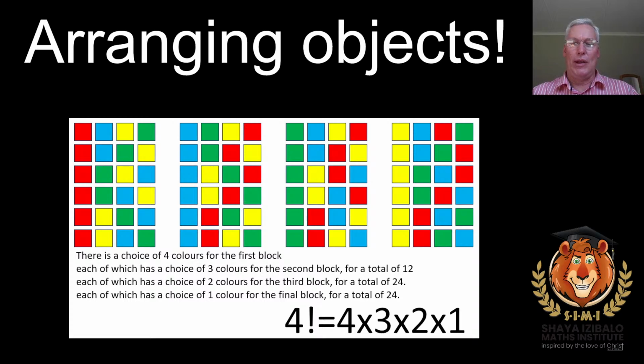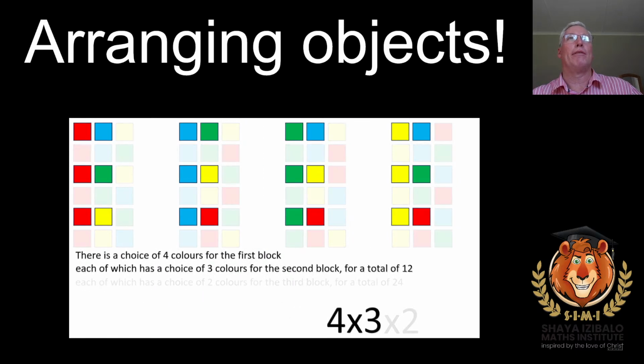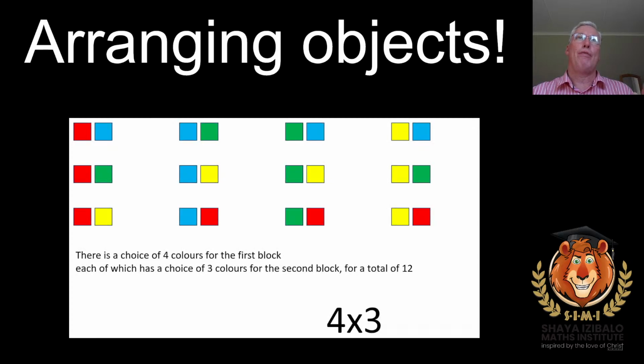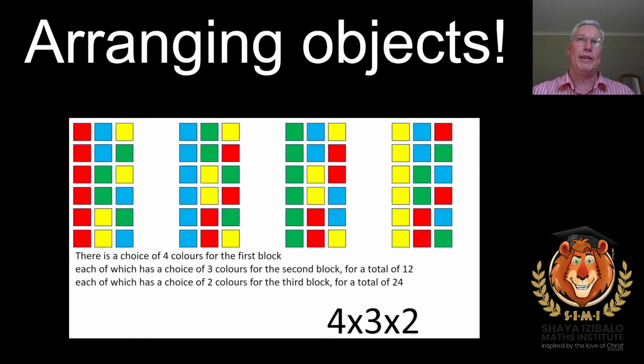I'm just going to go back on this slide and show you that again. There's a choice of 4 for the first block. Then with any of those 4, we could choose from 3 choices for the second block, because we've already used one of them for the first one. So it's 4 times 3. And then we've got a choice of 2 for the next one, so it's 4 times 3 times 2.